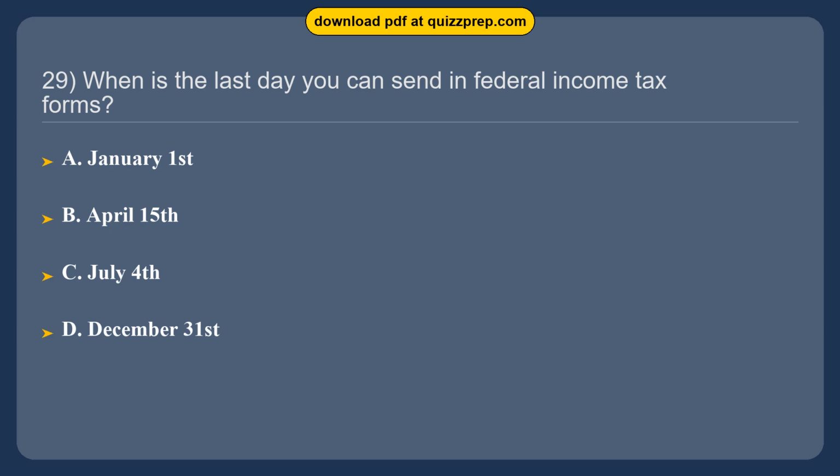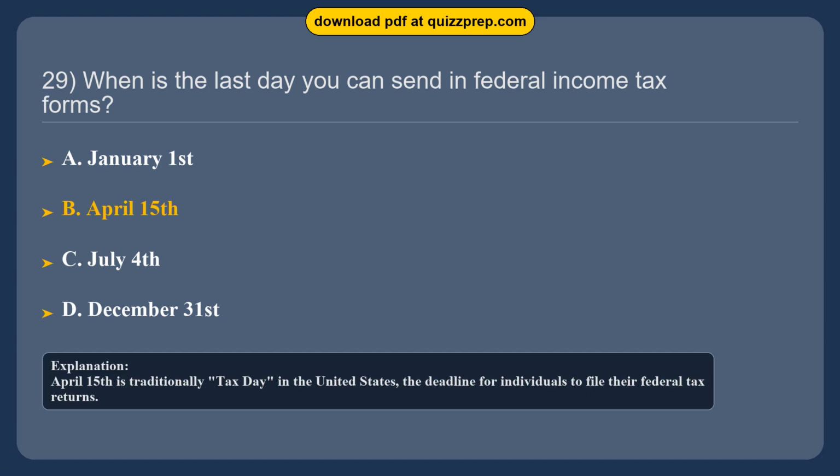Question 29. When is the last day you can send in federal income tax forms? Option A, January 1st. Option B, April 15th. Option C, July 4th. Option D, December 31st. The correct answer is option B, April 15th. April 15th is traditionally tax day in the United States, the deadline for individuals to file their federal tax returns.